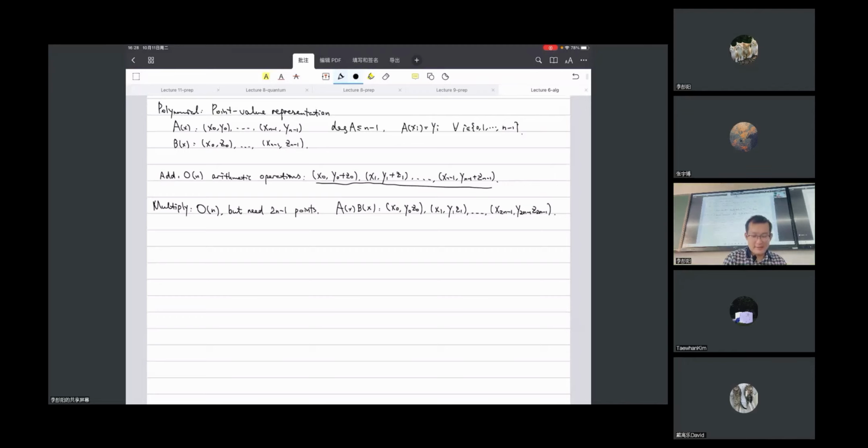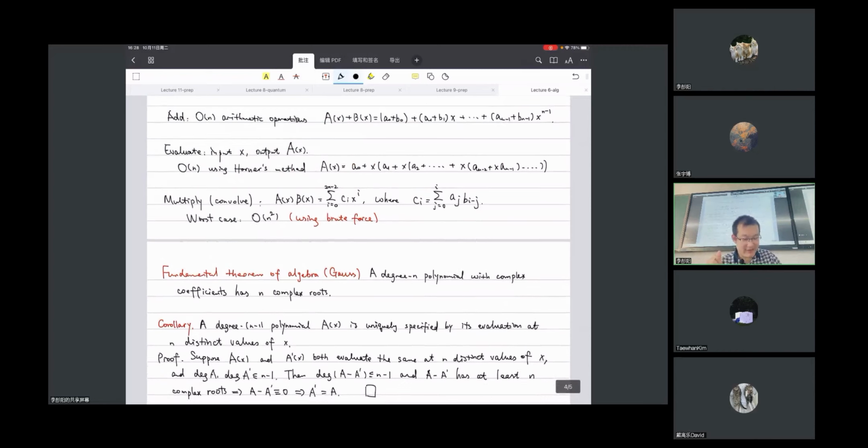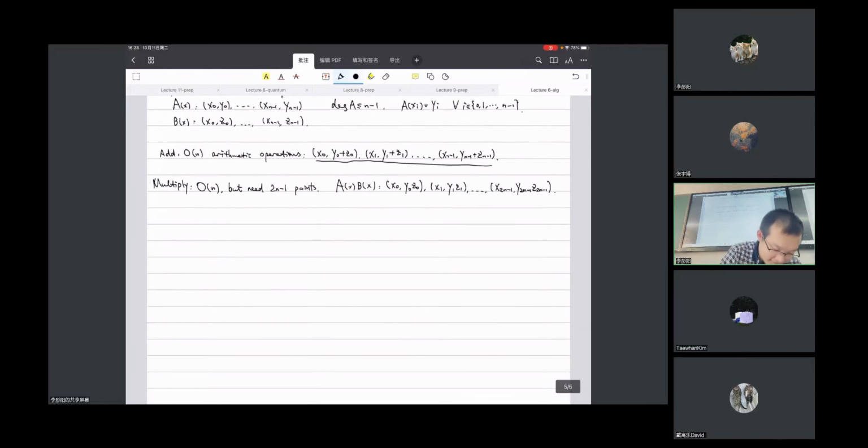So the thing that is a little bit painful is that this point value representation, compared to the coefficient representation, definitely has some kind of trade-off. It is not that one is always better than the other. So we have been talking about addition and multiplication. The remaining thing is evaluation. So how do we want to evaluate the function values?